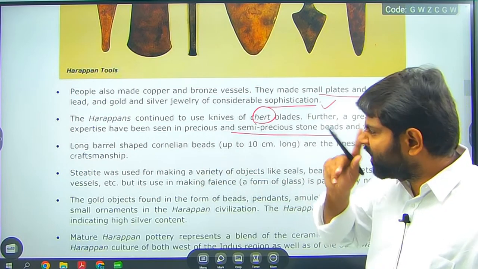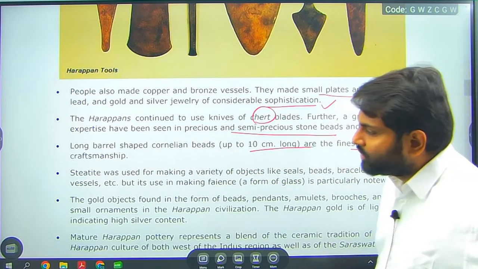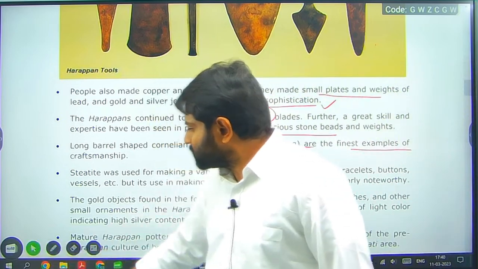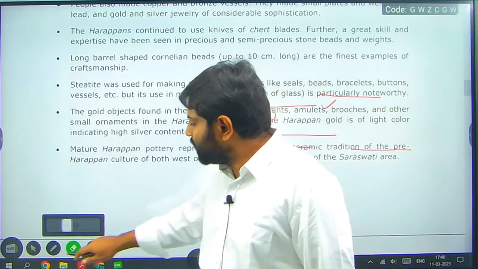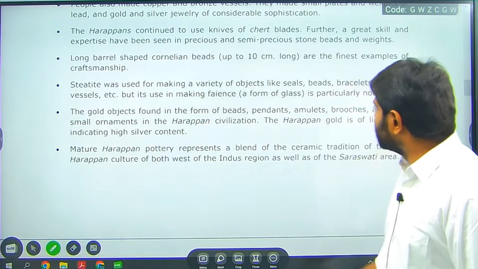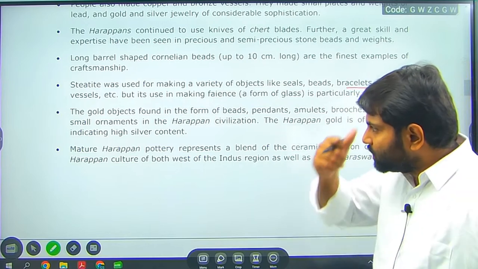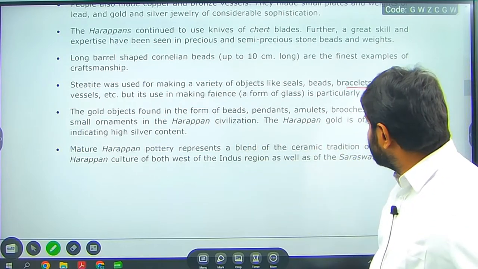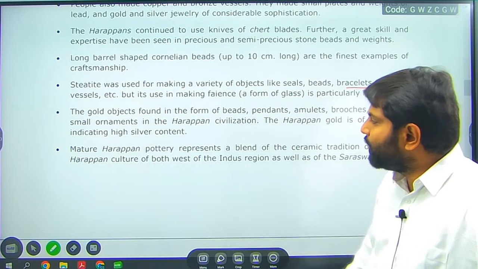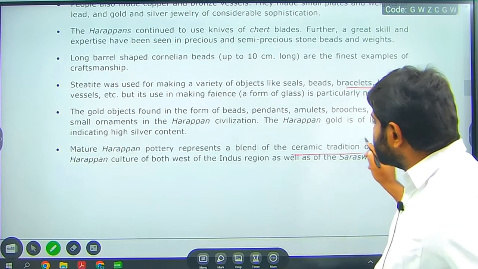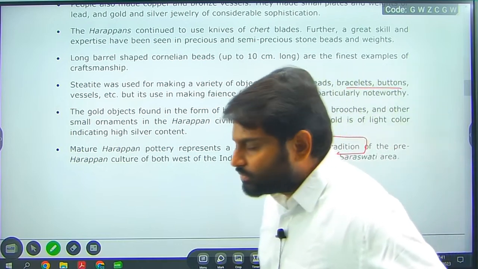Long barrel shaped carnelian beads up to 10 centimeters long are the finest examples of craftsmanship. Steatite is used for making different seals. Normally in trade and commerce we use seals, different seals, beads, bracelets, buttons, etc. Steatite is used. Gold objects were found in the form of beads, pendants, amulets, brooches and other ornaments in Harappan civilization. Mature Harappan pottery represents a blend of a ceramic tradition and pre-Harappan culture, which is the Chalcolithic culture in the Saraswati area. It's a blend.